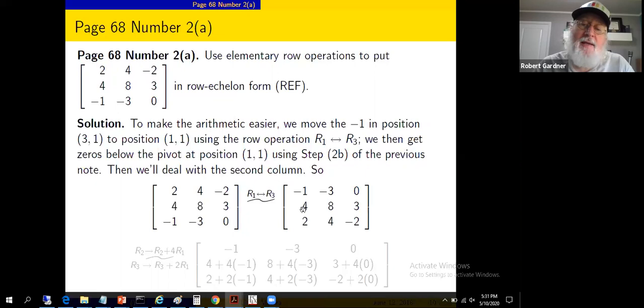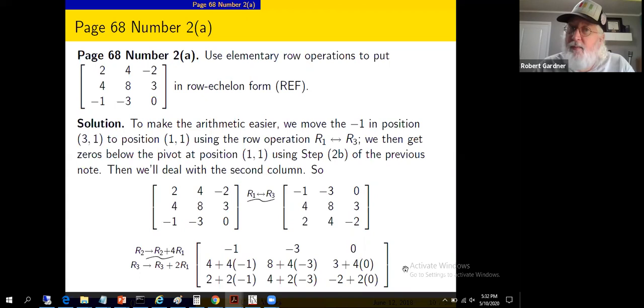Down here in the third row, multiply the first row by 2 and add. That gives you a negative 2 and a 0 here. And a bunch of other stuff happens. So what are the operations? Take row 2. The elementary row operation is take row 2 and add 4 times row 1, to get a 0 there. Take row 3, add twice row 1, to get a 0 there. Here's the arithmetic. We're taking the old entries, adding 4 times what's in the first row. Down here, we're adding twice what's in the first row.